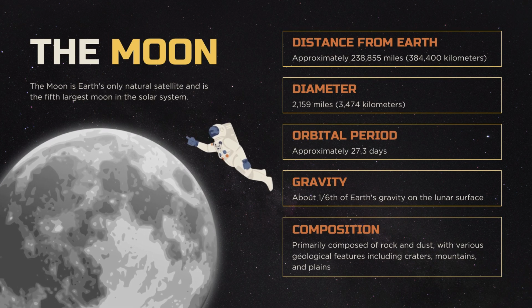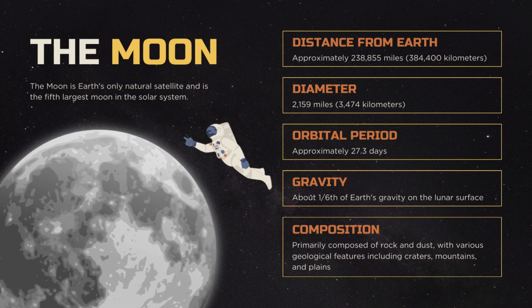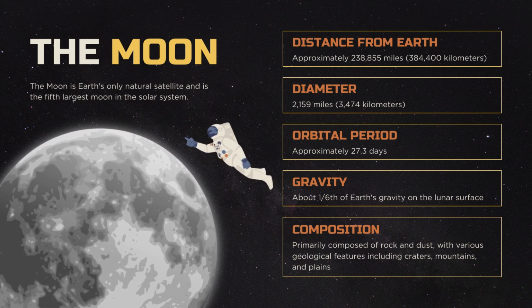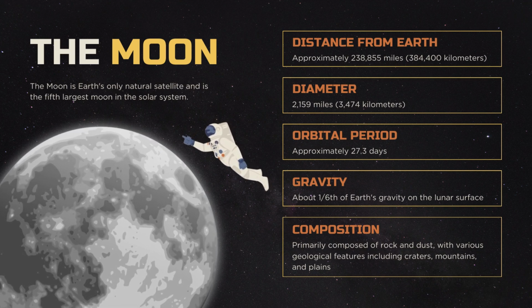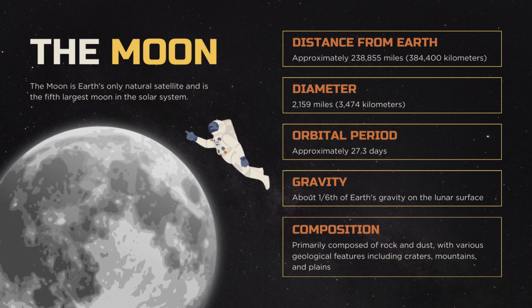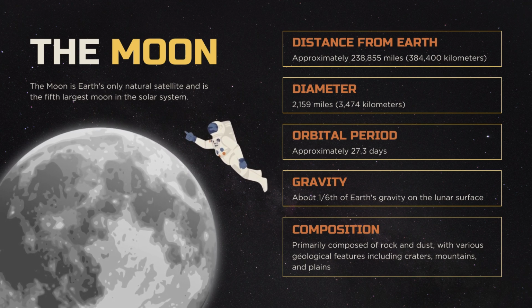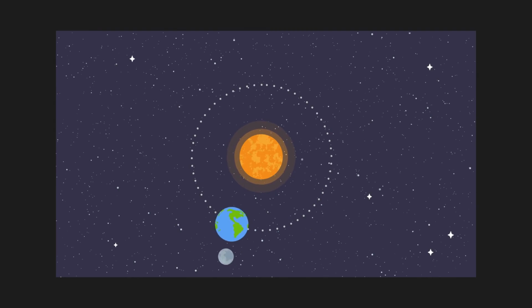The moon is Earth's natural satellite, and it orbits our planet at an average distance of approximately 384,400 kilometers. Its diameter is about 3,474 kilometers, making it much smaller than Earth. The moon takes approximately 27.3 days to complete one orbit around Earth.